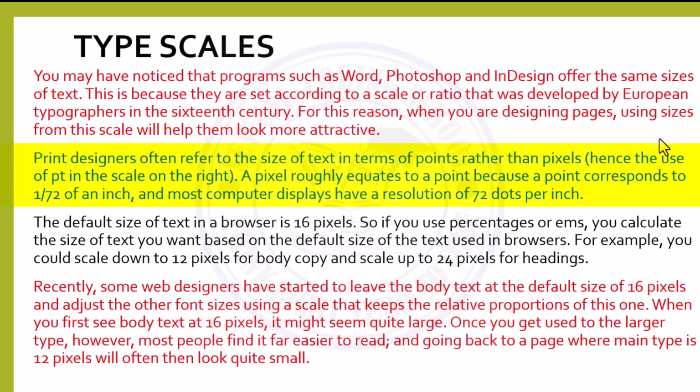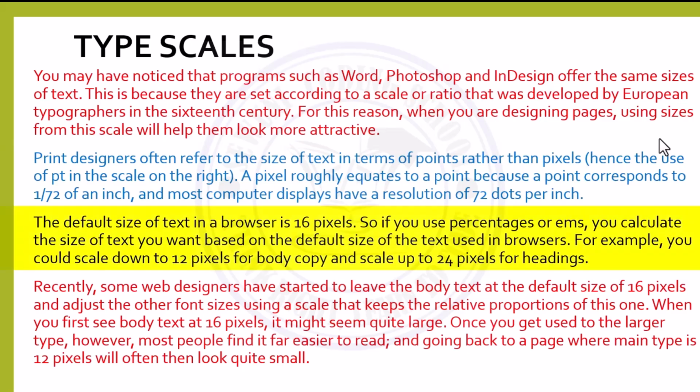Print designers often refer to size of text in terms of points rather than in pixels. Hence they use pt instead of px. A pixel roughly equates to a point because a point corresponds to 1/72 of an inch, and most computer displays have a resolution of what? 72 dots per inch. The default size of a text in a browser is 16 pixels, just like I made it 16 later.